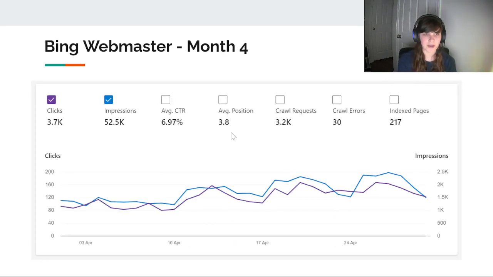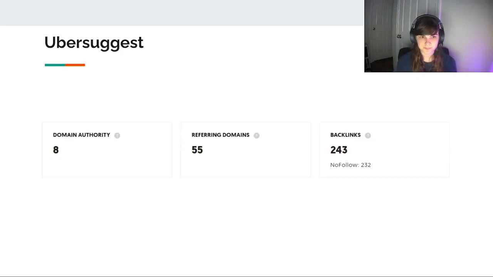In month 4, we had 3.7 thousand clicks, which is actually comparable to what Google had at 4.3 thousand. So Bing and Google are starting to match up in terms of how much traffic they're driving in.